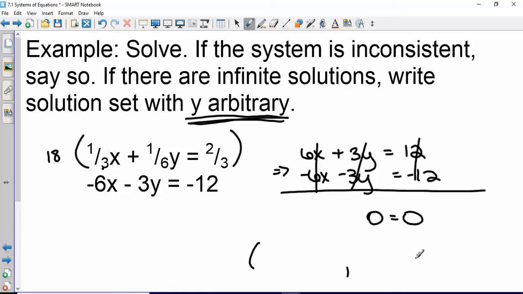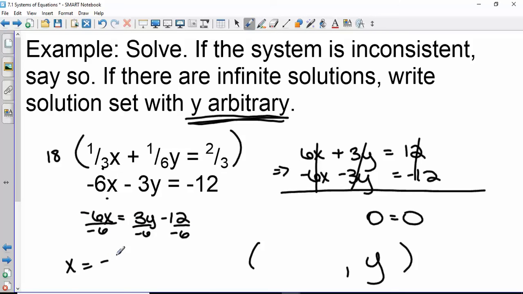If it says y arbitrary, that means I'm keeping y. So my ordered pairs, y is going to be the same. But you have to figure out something for x in terms of y. So that means I'm going to take this and let's solve for x. So if I wanted to get x by itself, you would add over your 3y. So 3 over negative 6 is negative 1/2 y. Negative 12 divided by negative 6 is positive 2. So my x is negative 1/2 y plus 2.